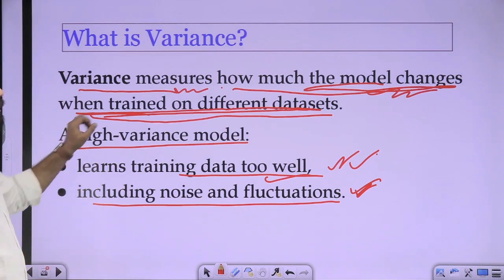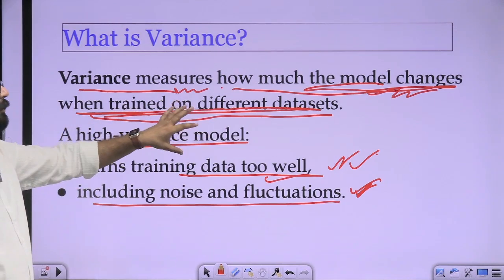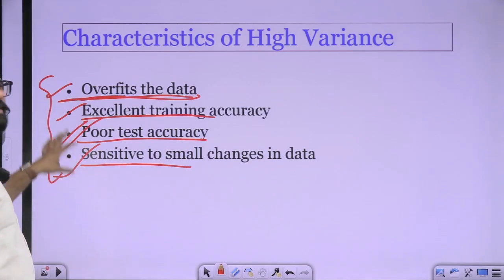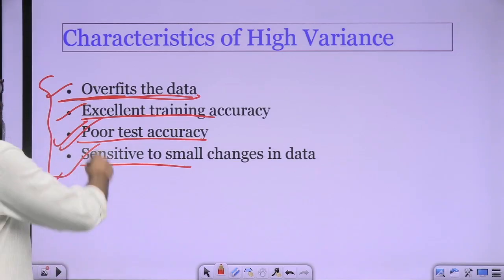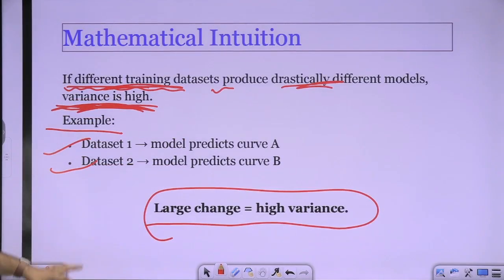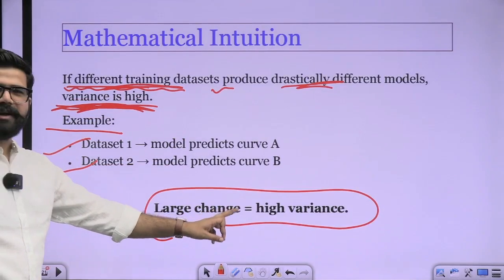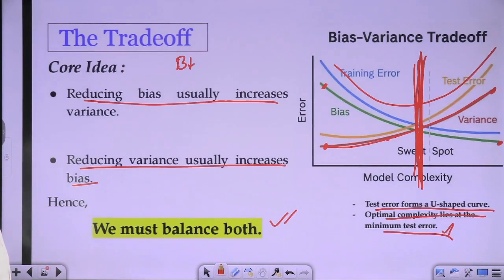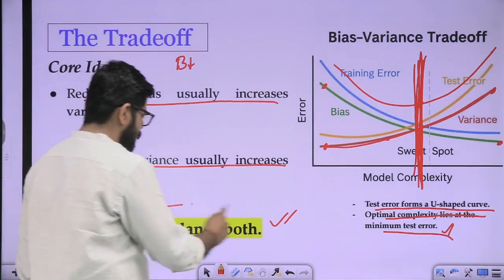Then high variance examples: see KNN with a very small k will make your variance high. What is variance? A measure of how much the model changes when trained on different data sets. Characteristics of high variance we have seen: it overfits the data, excellent training accuracy, poor test accuracy, and sensitivity to small changes. Mathematical intuition is that a large change makes your variance high. This table must be remembered. Then what is the trade-off? Just a simple thing: you must balance both of them.